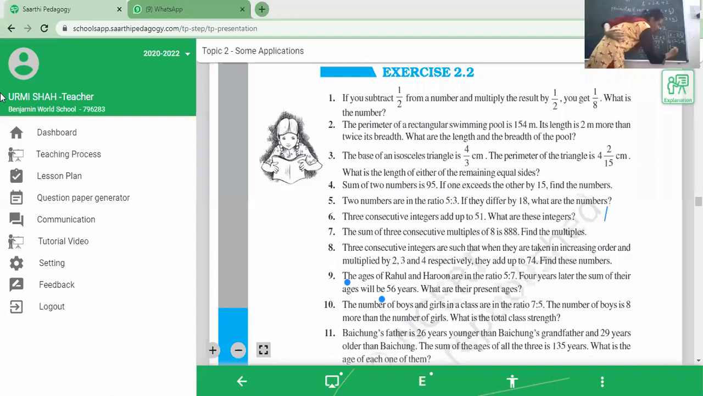And L क्या होगा? 2x plus 2. So 2 into x. x की वैल्यू क्या है? 25. So 2 into 25 is 50, plus 2 is equal to 52 meters. What will you write? So the length and breadth of the rectangle is 52 and 25 meters respectively.